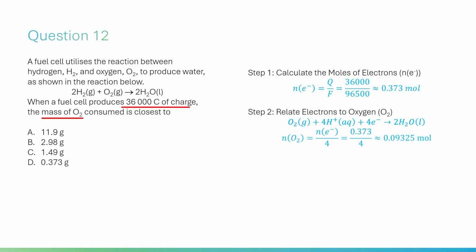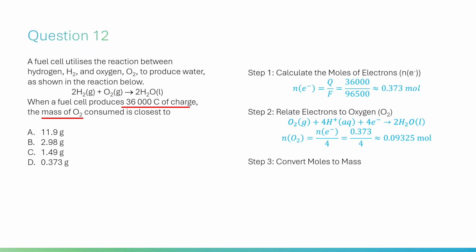This 4-to-1 ratio is the bottleneck of the calculation. It means the amount of oxygen consumed is only 1/4 the amount of the electrons we just calculated, resulting in roughly 0.09325 moles of O2.